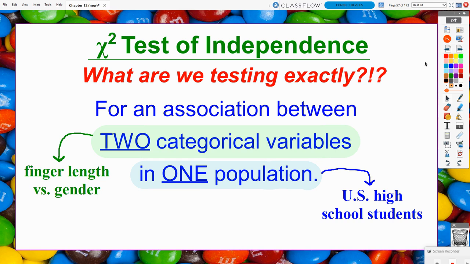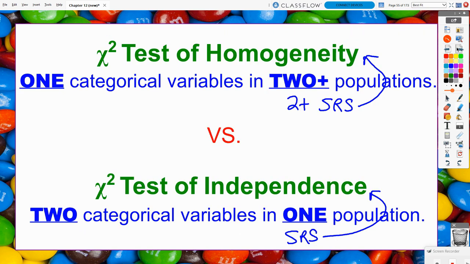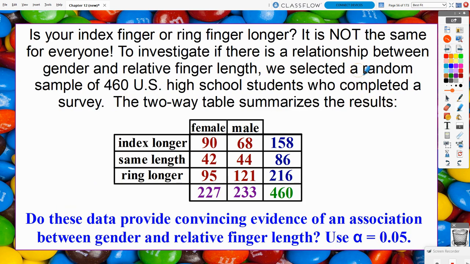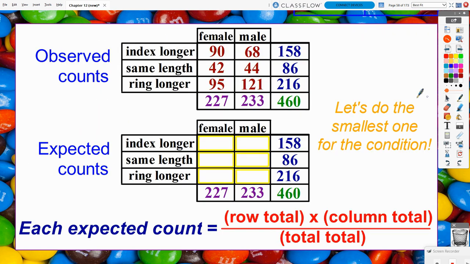All right, so again, we're looking for an association between two categorical variables. What are our two categorical variables? Finger length and gender. Who is our one population? All U.S. high school students. How did we know it was U.S. high school students? Well, look at your random sample. A random sample of 460 what? U.S. high school students. Who is our population? U.S. high school students.